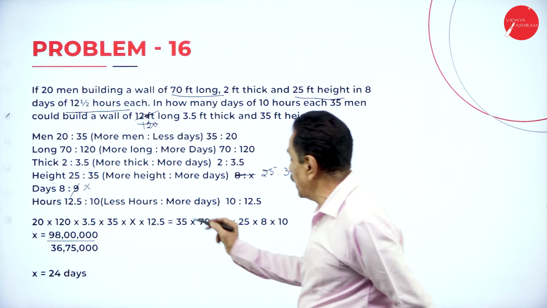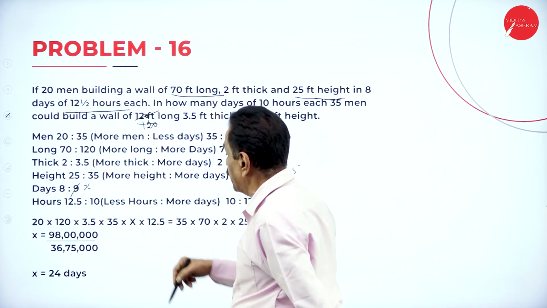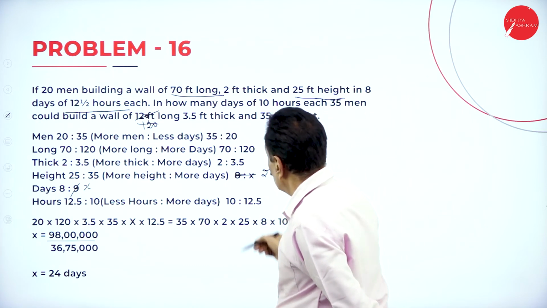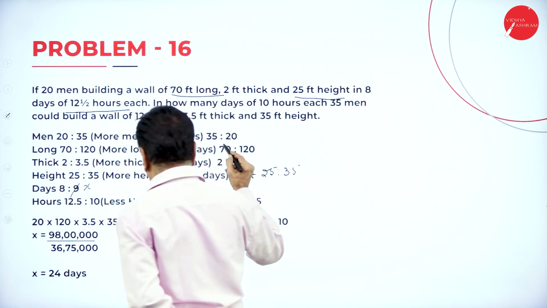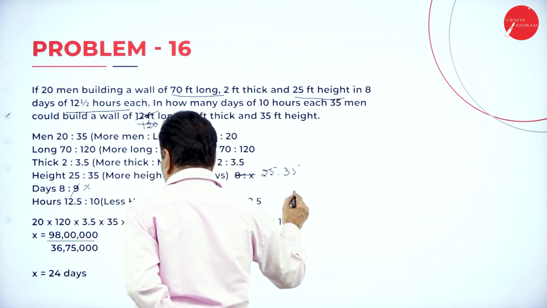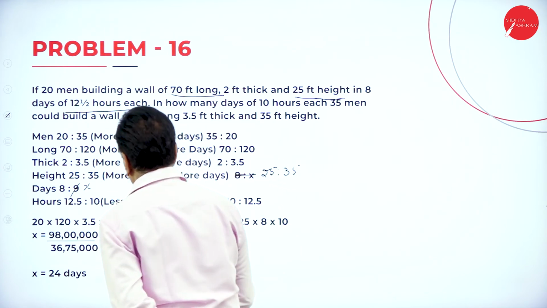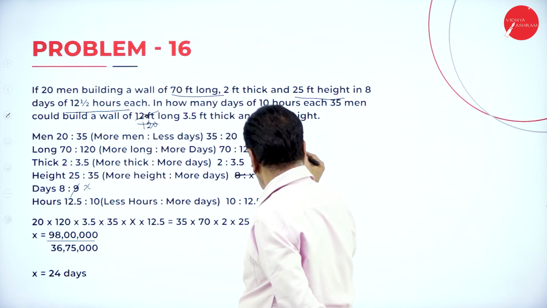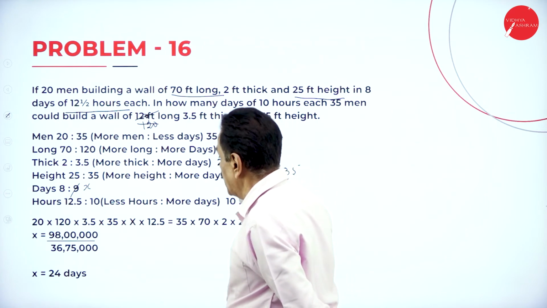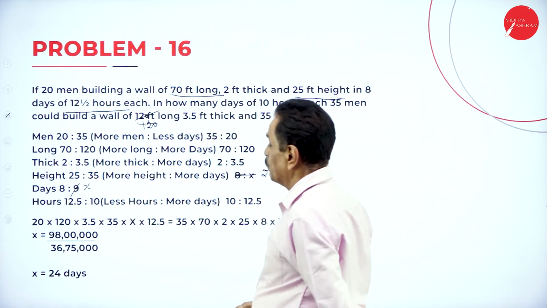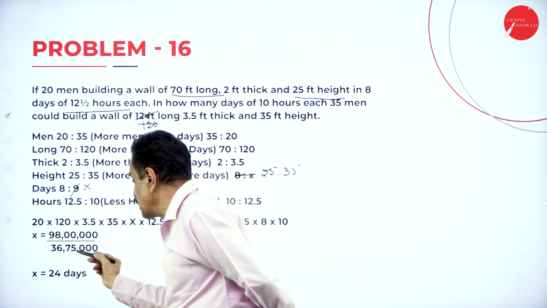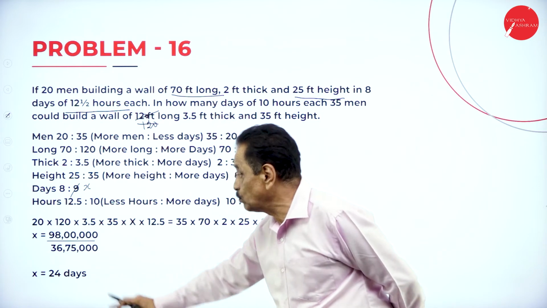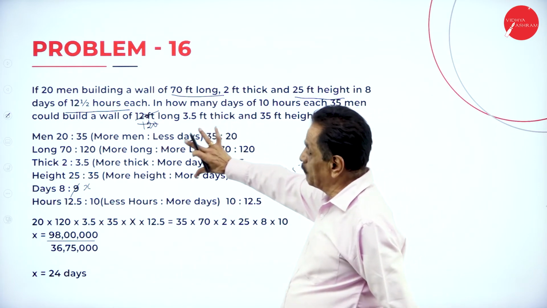12.5 is to 10: less hours, more days, inverse ratio, so 10 is to 12.5. If we take this one, 20 is to 120, into 3.5 into 35 into x into 12.5 is equal to 35 into 70 into 2 into 25 into 8 into 10. So it works out to 98 lakh divided by 36 lakh 75,000. It works out to 24 days. This you must remember.